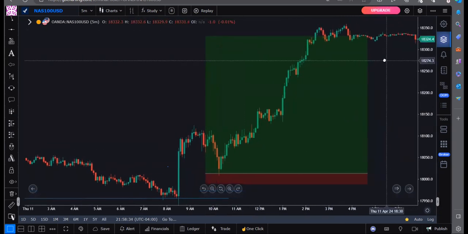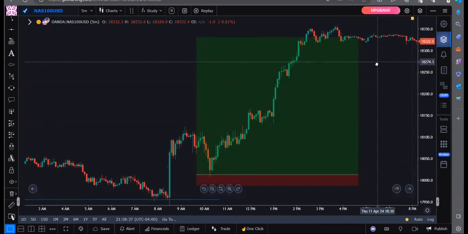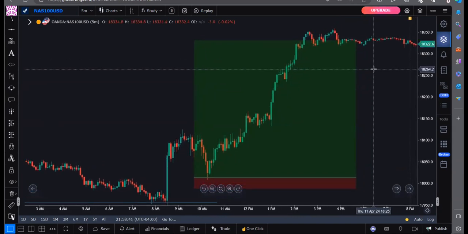So as you can see, this liquidity concept has a huge advantage. You can incorporate this in your trading arsenal.